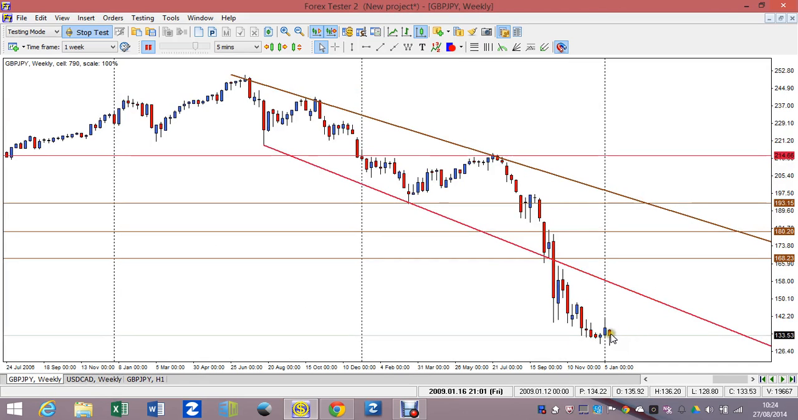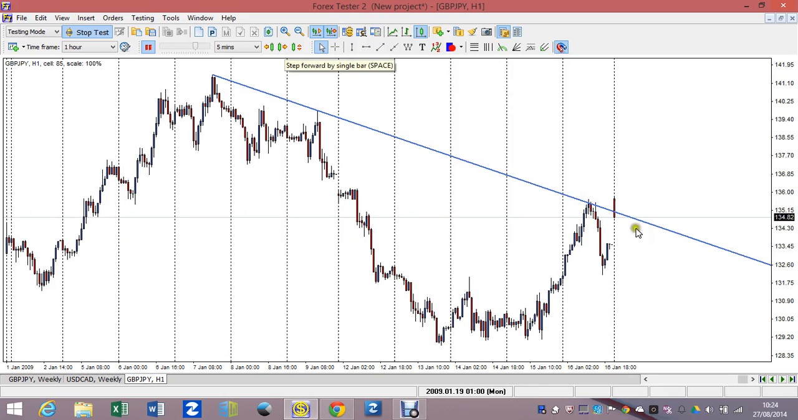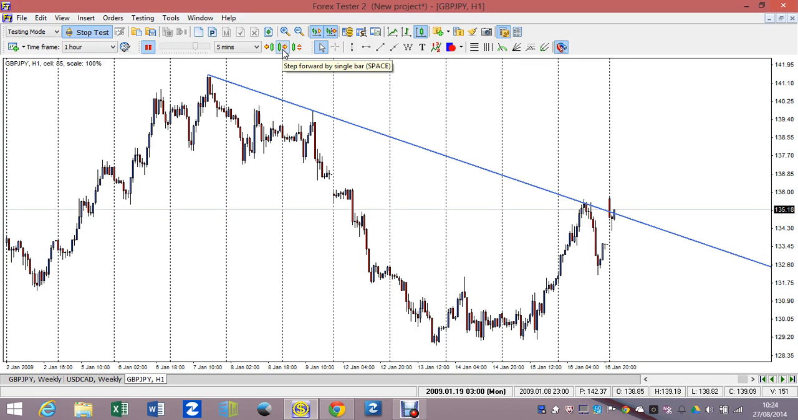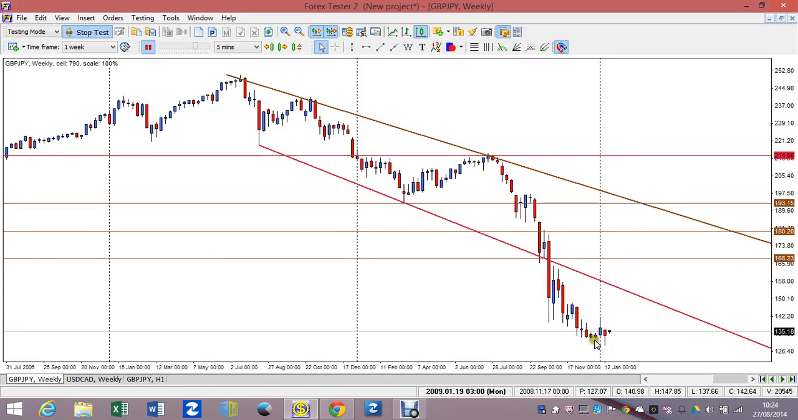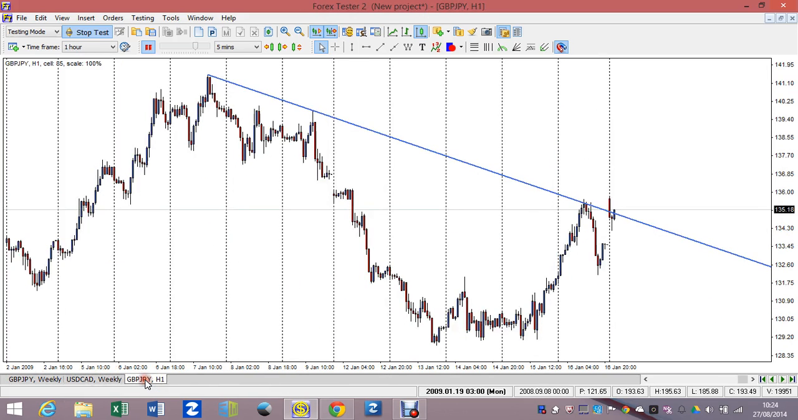So this is the weekly signal I'm trading here on the pound yen. We'll skip forward now hour by hour. Whoa, big gap there by the looks of things over the weekend. But it's a bear, the first candle is a bear candle, so I would probably leave that alone. Now I'm getting interested. How's the weekly looking? Still okay. We're not doing anything with the dollar CAD at the moment.